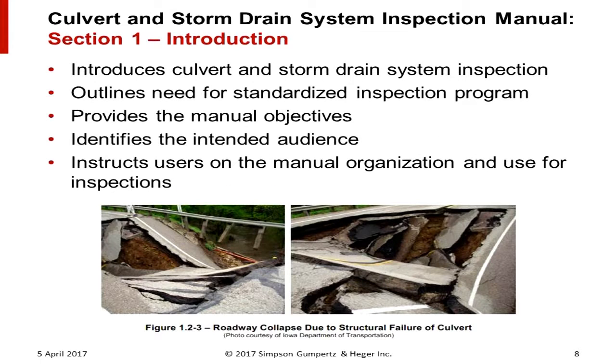Section 1 contains some information on the need for standardized inspections, the need to have an inspection program, provides some of the manual objectives, identifies the intended audience, and instructs users on the organization of the manual. And of course, as an introduction, we include some of the obligatory disaster photos to call attention to the fact that there can be some catastrophic consequences of culvert failures.